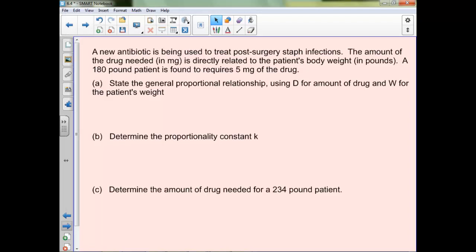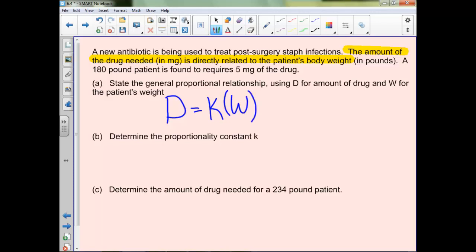So we're going to start by getting our general relationship here. And we are told to use D for drug and W for weight. And it tells us that the amount of drug needed is directly related to the patient's weight. So what that means is the amount of drug is directly related to our person's weight.